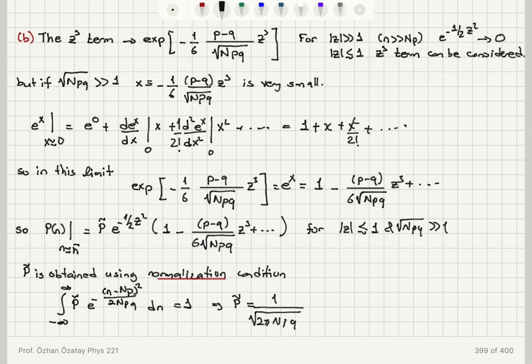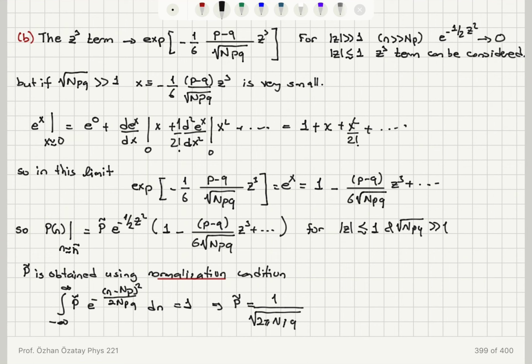And for the z cube term, for z much greater than 1, the e to the minus 1/2 z squared term will become 0. So anyway, this will go to 0. Only for the absolute value of z less than or comparable to 1 can the z cube term be considered. And in that case, square root of npq much greater than 1 gives us another simplification: we can write the exponential term that includes z cube as e to the x, 1 plus x plus x squared over 2 factorial, etc. So we can write it in this form.